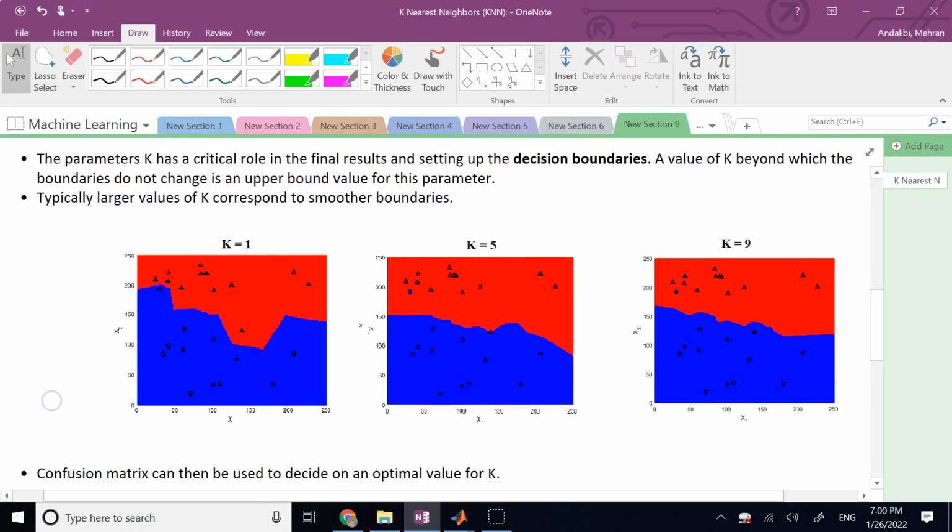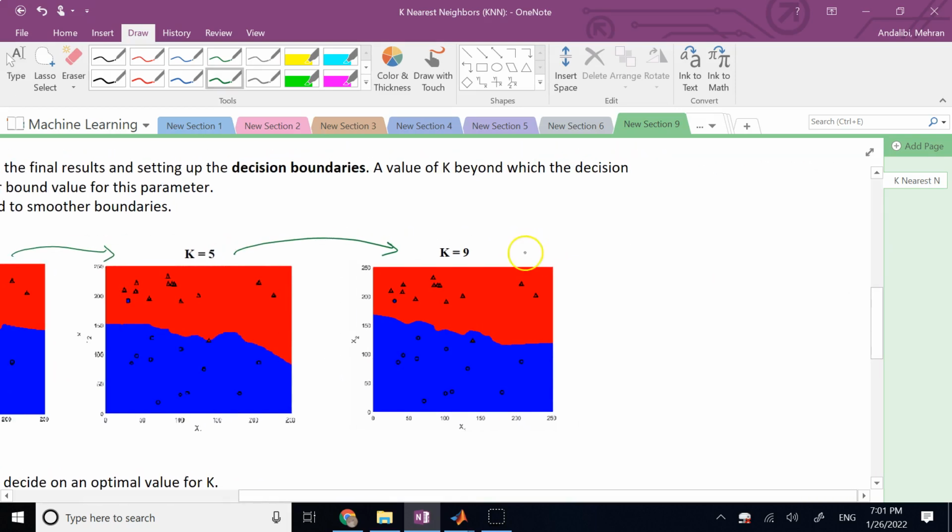So one thing is this. As K gets bigger and bigger, the change in the boundaries gets smaller and smaller. If you go from K of 1 to K of 5, you see some significant changes in the boundaries. When you go from 5 to 9, you see that the boundaries have changed, but not as dramatically as when you went from 1 to 5.